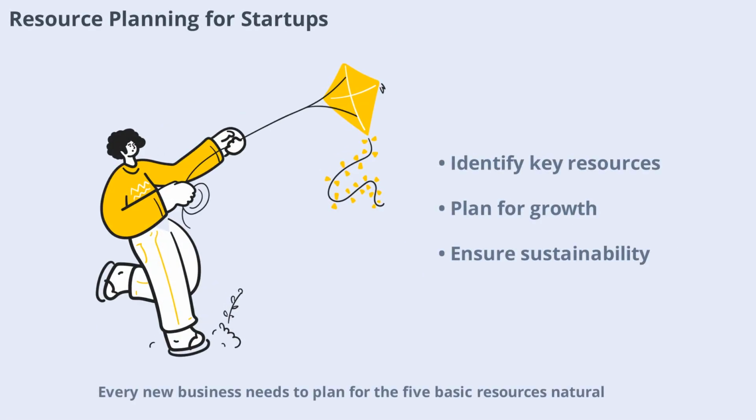Every new business needs to plan for the 5 basic resources: natural, human, capital, entrepreneurial, and knowledge. For example, a bakery needs flour, natural, bakers, human, ovens, capital, a founder, entrepreneur, and recipes, knowledge. Careful planning ensures you have what you need to succeed and grow.